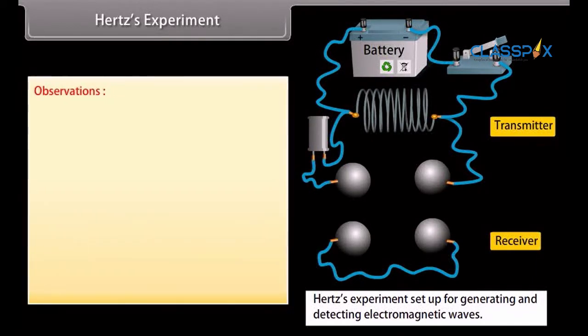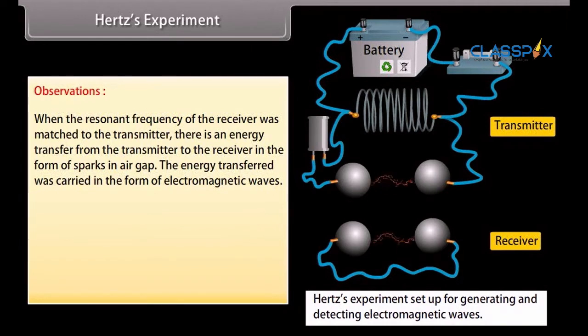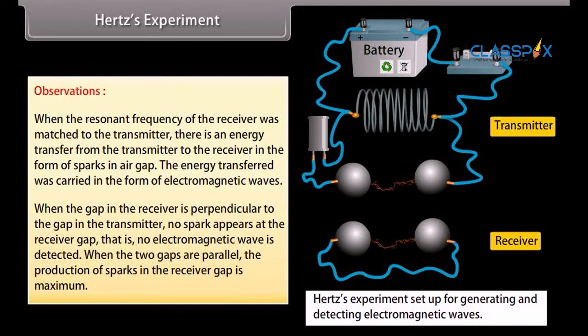Observations. When the resonant frequency of the receiver was matched to the transmitter, there is an energy transfer from the transmitter to the receiver in the form of sparks in the air gap. The energy transferred was carried in the form of electromagnetic waves. When the gap in the receiver is perpendicular to the gap in the transmitter, no spark appears at the receiver gap. That is, no electromagnetic wave is detected. When the two gaps are parallel, the production of sparks in the receiver gap is maximum.